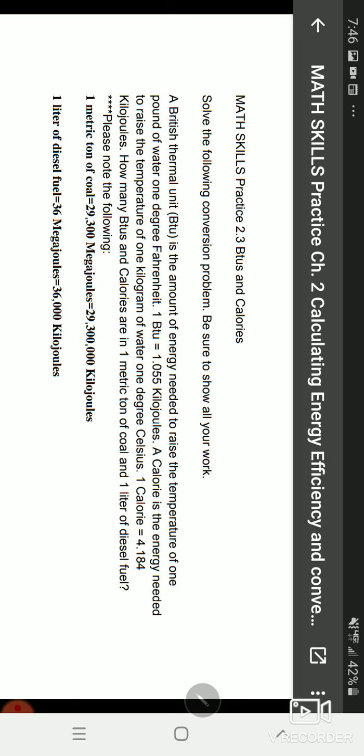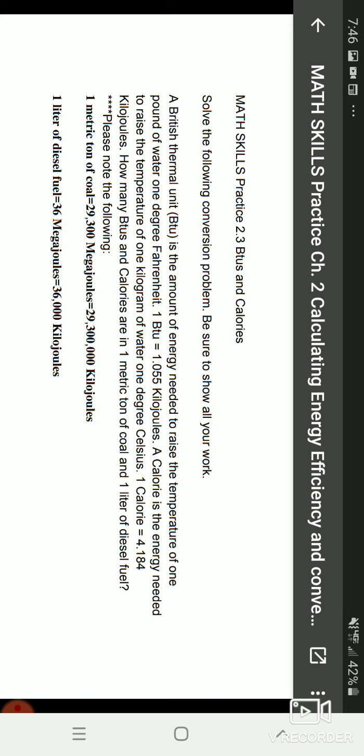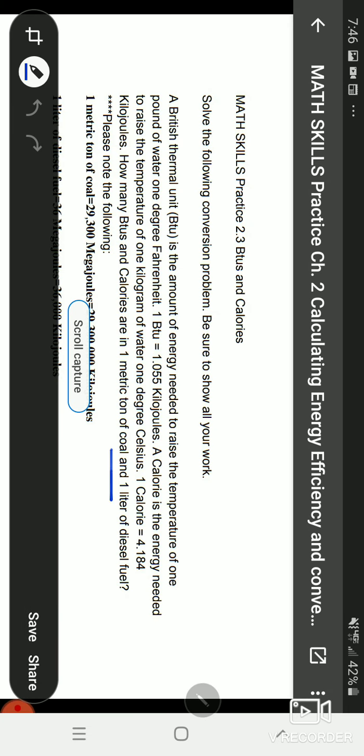Okay, so what we need to convert it to is what the question actually asks, and this is really important: that you identify what the question is asking. It says, like, highlight the important things. It says how many BTUs. So we're looking for BTUs and calories are in 1 metric ton of coal.